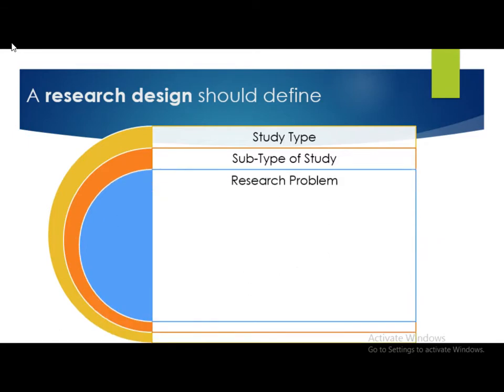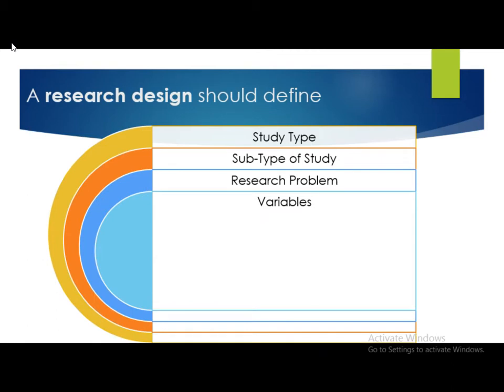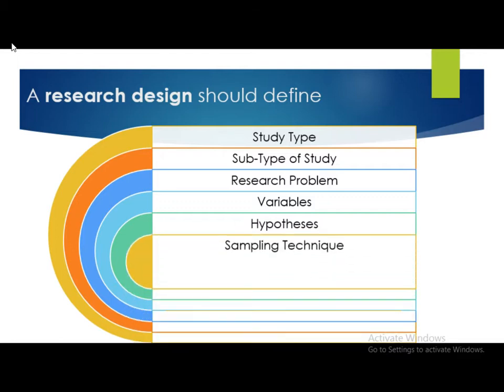Then a well-defined research problem should be there. Various variables including dependent and independent variables. Also, if there are concomitant, extraneous, etc. variables, then variables of the study should be mentioned. Then various hypothesis statements. Depending on the dependent and independent variables, hypothesis statements will be formulated, and those hypothesis statements also should be included in the research design.